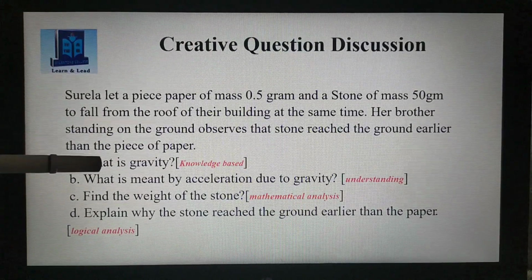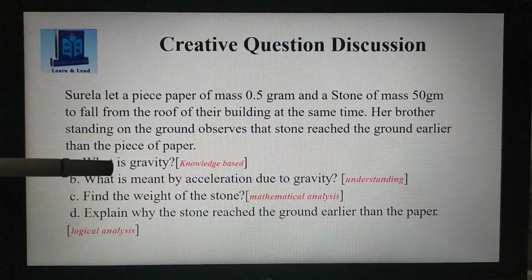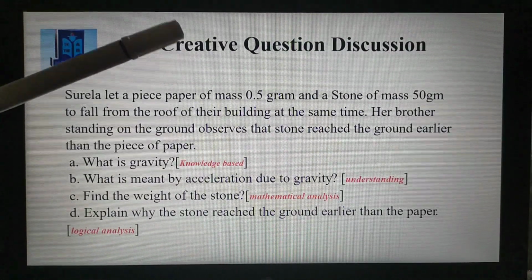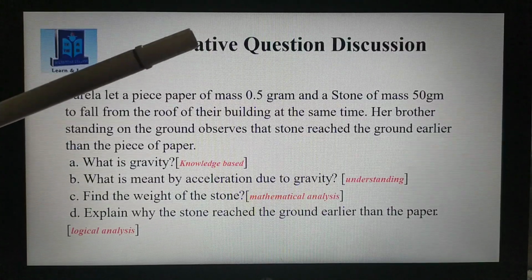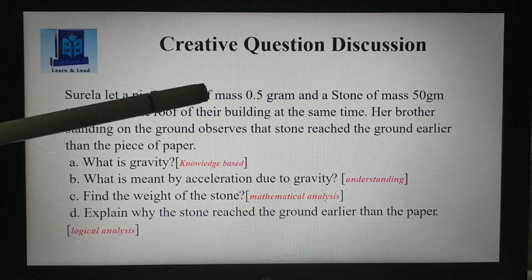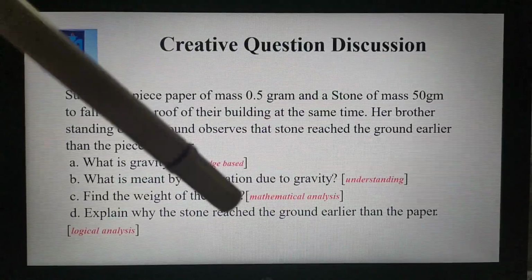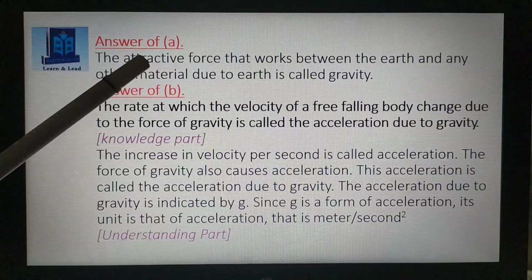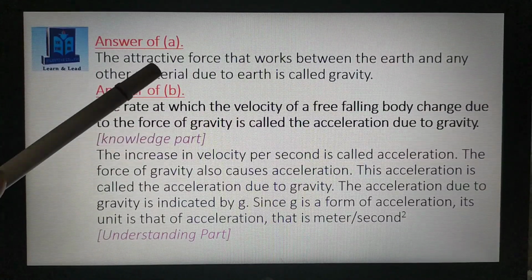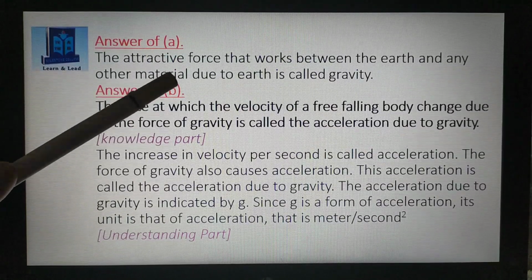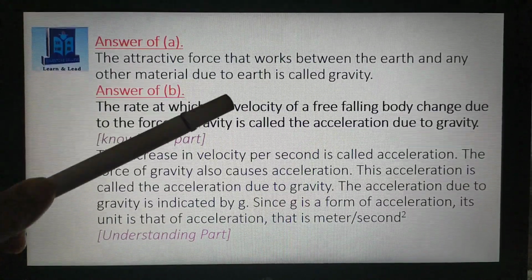Now, what is gravity? We know what gravity is. It is knowledge base. And in case of knowledge base, you have to directly write from the book. You cannot make your own. As it is knowledge base, that means whatever knowledge you directly get from the book, you have to apply that. So what is this? I'll write the definition. What is called gravity? The attraction force that works between the earth and any other material due to the earth is called gravity.